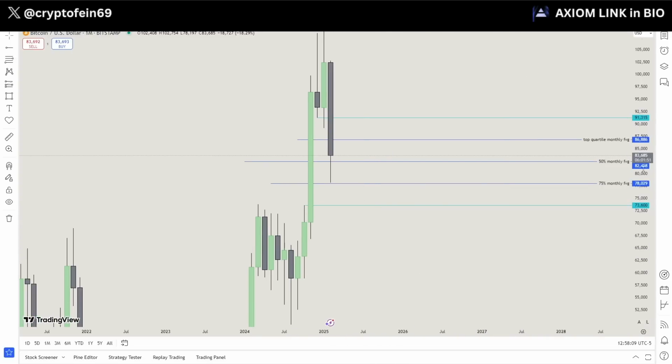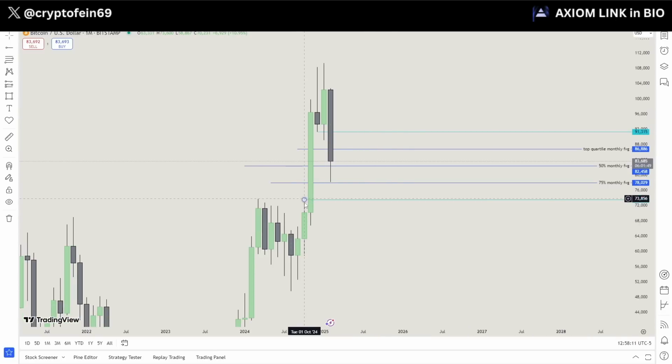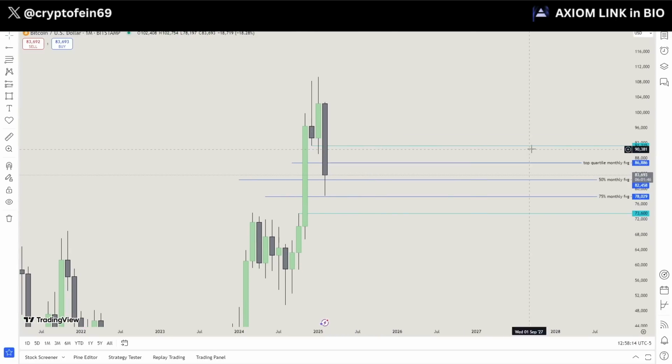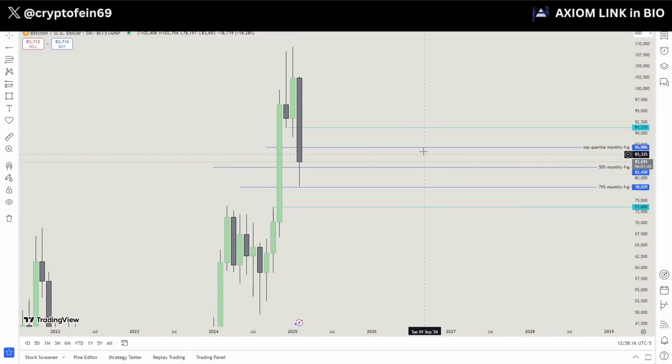And this is the top of this wick or the bottom of the monthly, and this is the bottom of this wick or the top of the monthly, right? And this is the top 25%, the 50%, the 75%, and then the last.